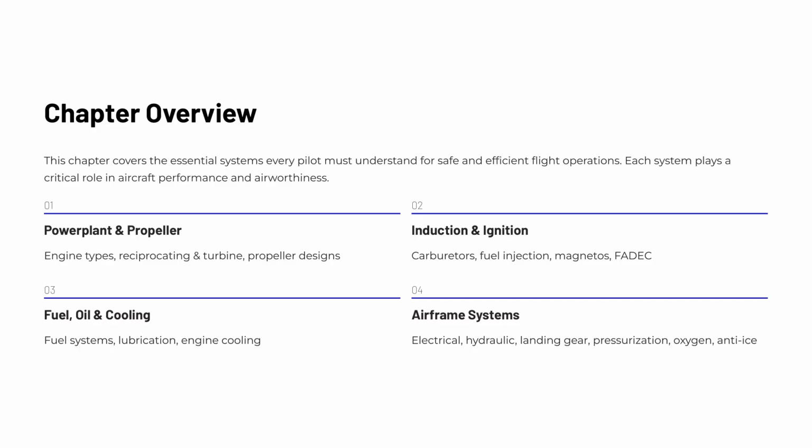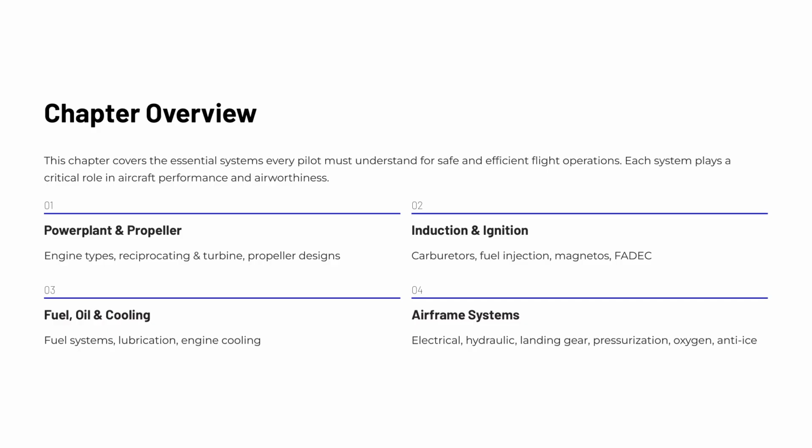This chapter focuses on the core aircraft systems that every pilot must thoroughly understand to operate safely and effectively. We'll work through four main areas of study. First, we'll examine power plant and propeller systems, covering both reciprocating and turbine engine types, along with propeller design principles. From there, we'll move into induction and ignition systems, including carburetors, fuel injection, magnetos, and FADEC technology.